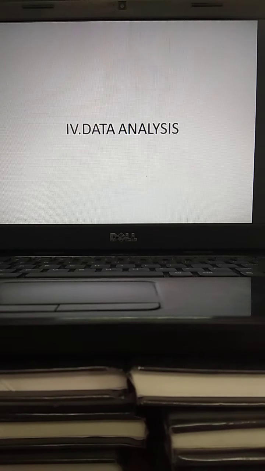Hello students, today we start Unit 4. The entire Unit 4 is related to data analysis. Previously we came to know how to collect the data in Unit 3.